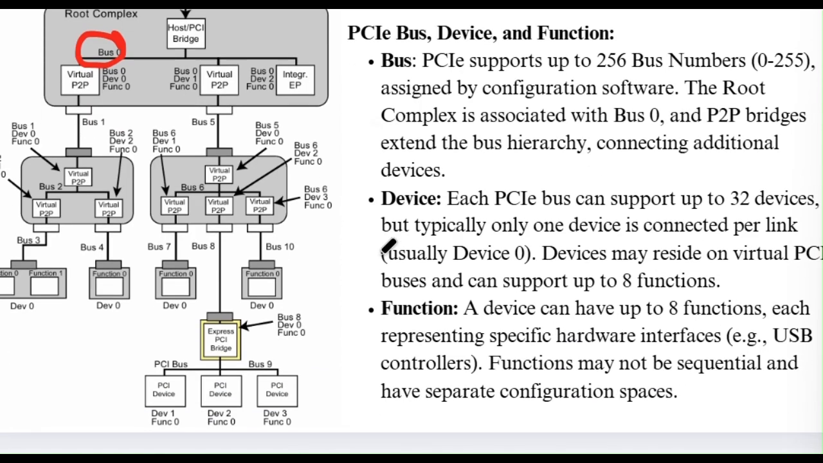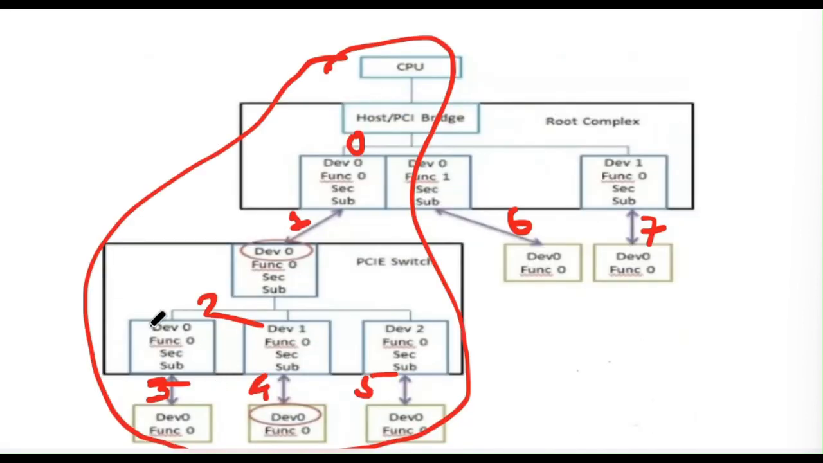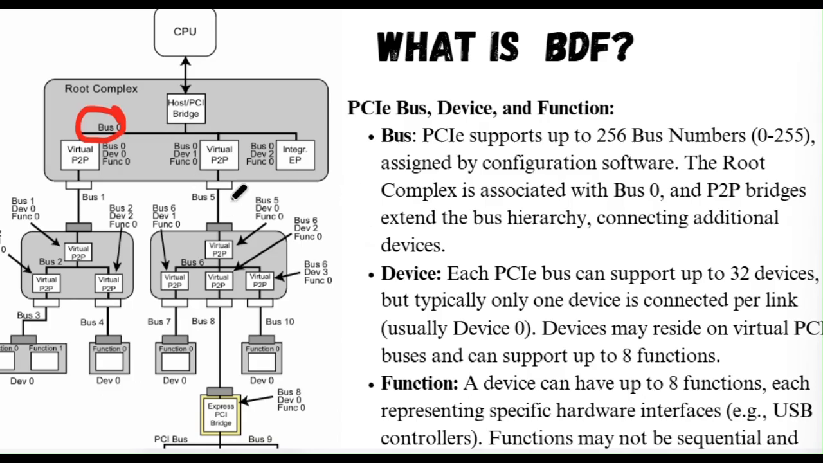Any questions on the BDF? Was my explanation clear to you all? This is the device. Here is bus 5, bus 6, bus 7, bus 8.